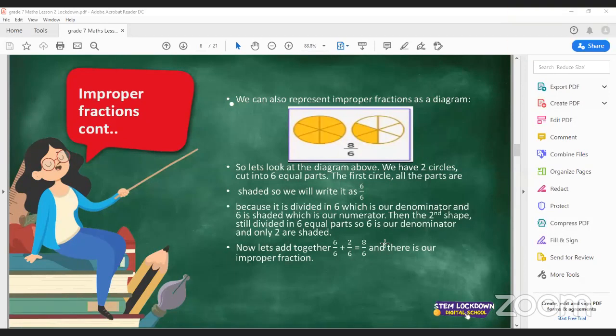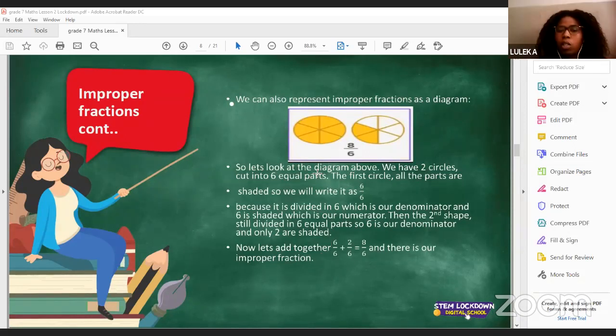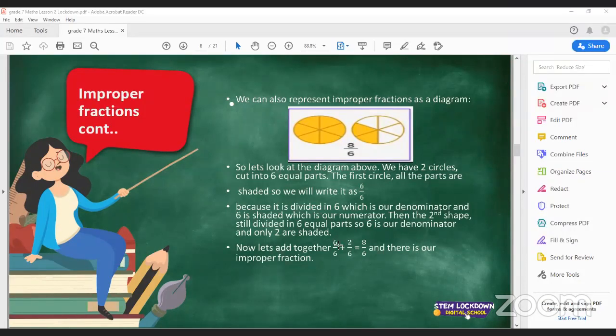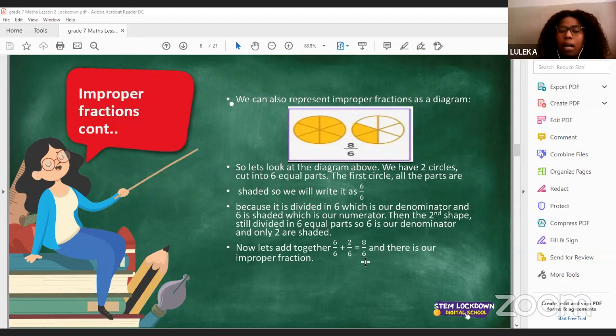Okay, so let's add this together. The first one is 6/6. We all know now that 6/6 is equal to 1. Any number that divides itself is equal to 1. So it's 6 plus 2, we have 8/6. That's an improper fraction, meaning that the top part will always be bigger than the bottom part. So in math terms, we say that the numerator will always be bigger than the denominator.